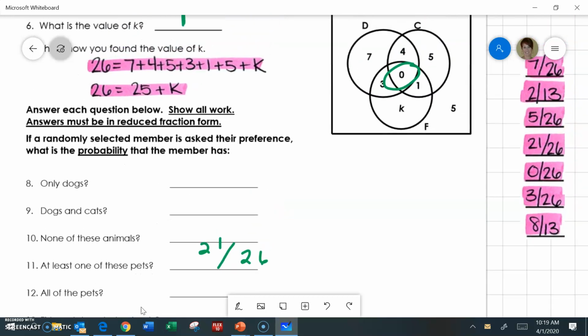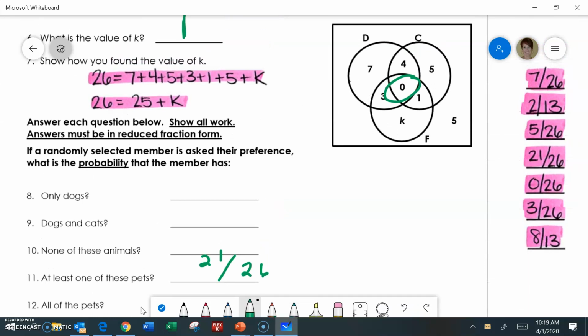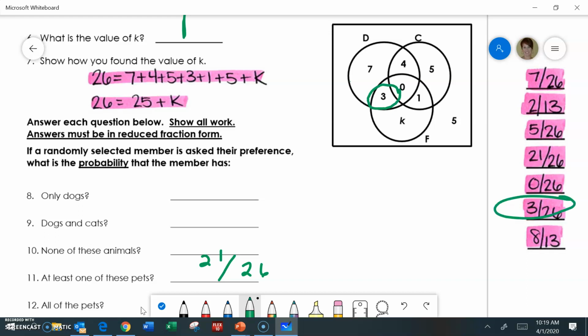And then I think number 13, the probability of fish and dogs, but not cats. So they own fish and dogs. Please be careful that you understand that that means that they have to have both. So the probability that they have fish and dogs, if we look at our Venn diagram, that would be right here. So your answer I have over here would be 3 out of 26.